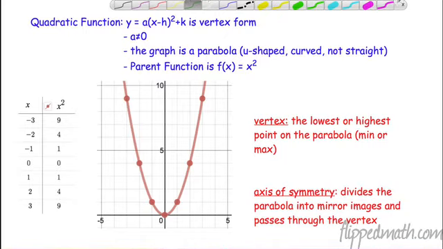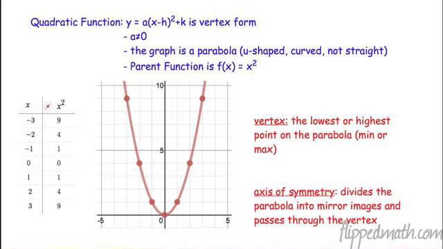Bean Skywalker's got moves, alright? So here we go, quadratic function. Y equals a times x minus h squared plus k is vertex form. A cannot equal 0 because if it's 0, that's all gone. But we're going to have numbers for a, h, and k. The x and the y, of course, are going to stay like always.